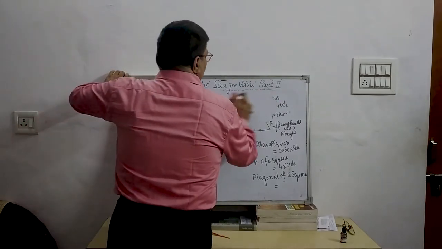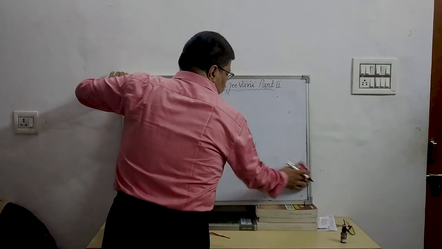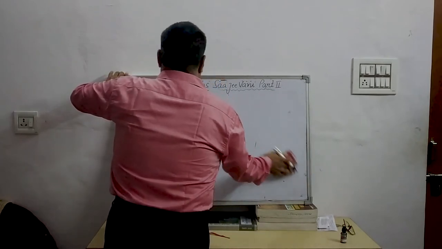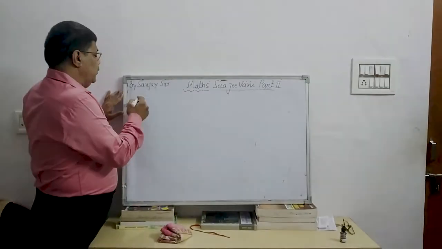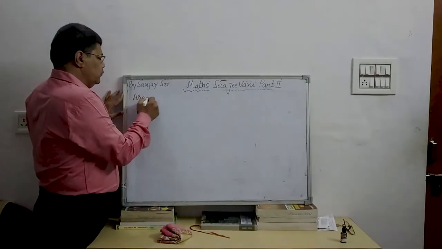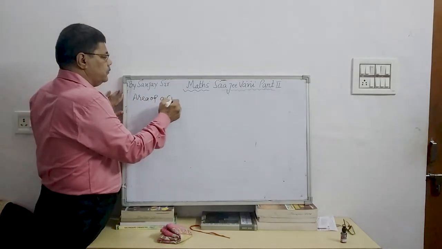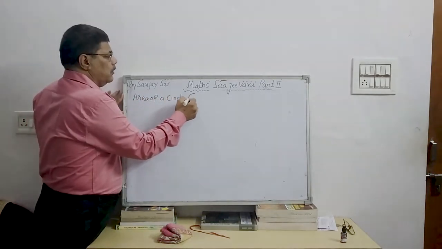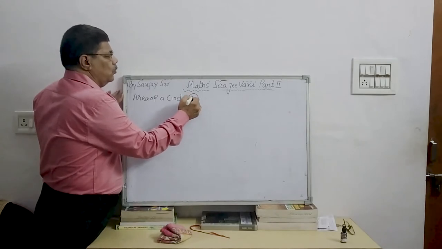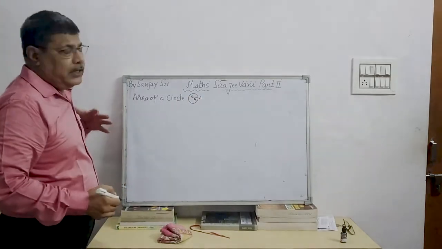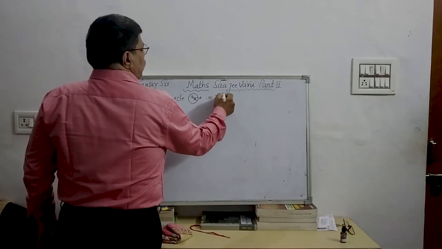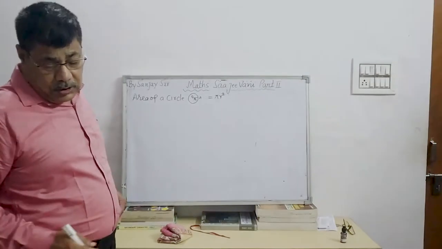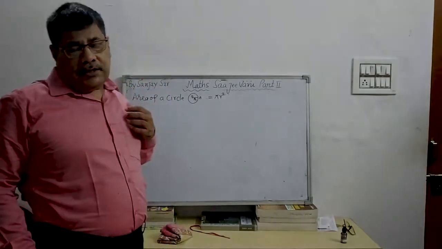Now I'm going to tell you how to find out the area of a circle, cone and all these things. So, different figures. First is the area of a circle. This is your circle. O is its center, and OA is the radius. So area will be equal to pi r square. Clear? Okay. So pi r square is its area.